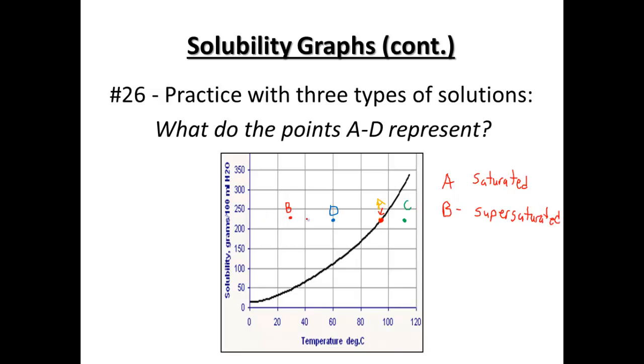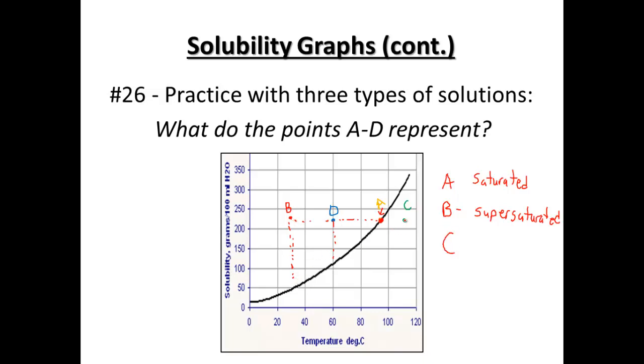To get B, or to get D, in this case, we would have had to dissolve a certain amount, and then once we've dissolved that amount, cool it down. And as we cool it down, to go to B, as it's cooled down, we have way more particles dissolved in than we can actually have.